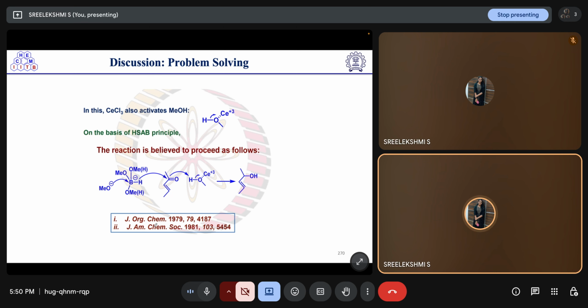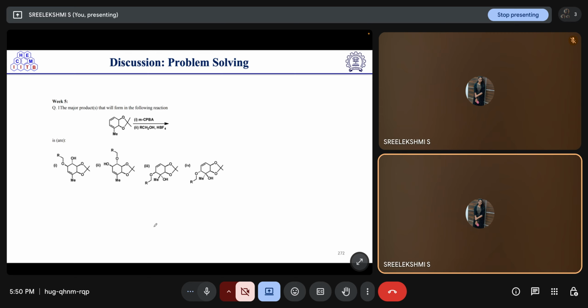Before winding up, we will have a discussion on the week 5 assignment questions. The first question was: what is the major product that will form in the following reaction? This particular compound upon treatment with MCPBA and then this alcohol and HBF4, which will be the major product out of the four options given?